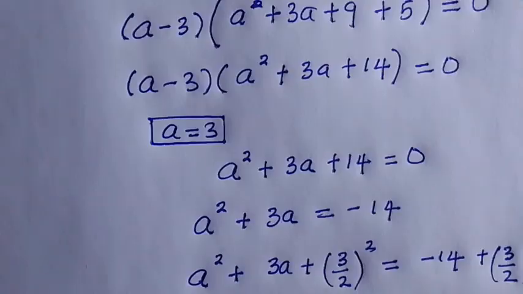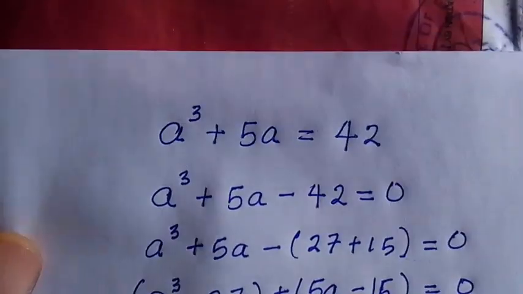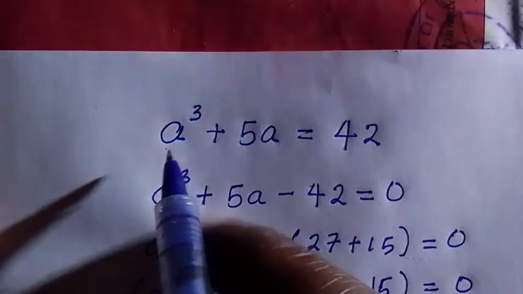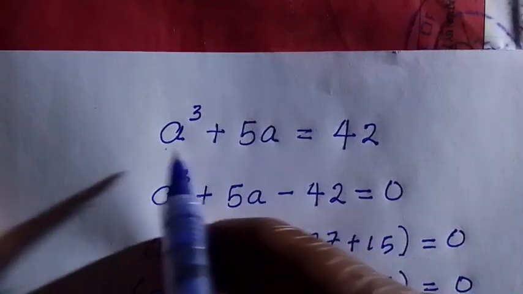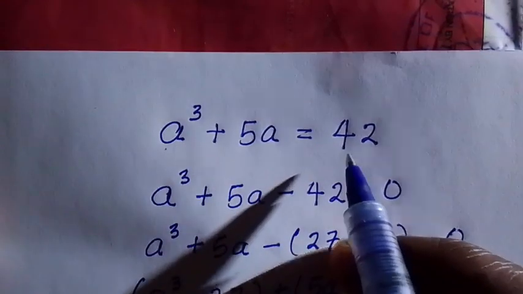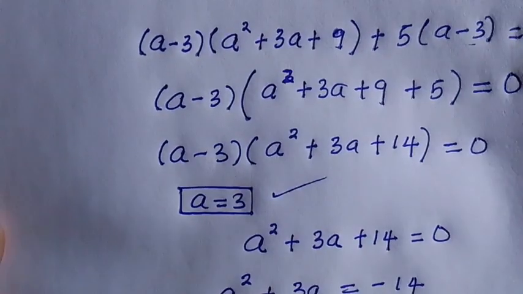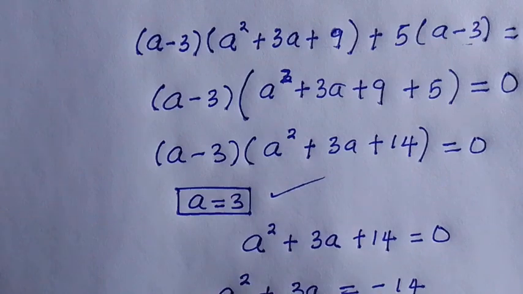We can still check for this real solution and the complex solution if you like. Suppose we want to check for the real solution here, which is a equals 3. When we put 3 here, we are going to have 27 plus, and when we multiply 5 by 3, we get 15. Then 27 plus 15 gives us 42. Which means that a equals 3 satisfies this, and the other complex solutions also satisfy it, as we can test for it. So this is how to solve this. I hope you learned something today.